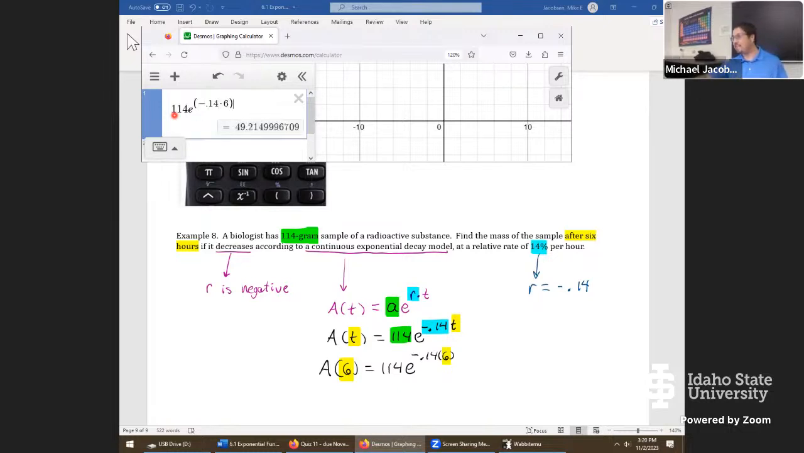Times 6, once I finally hit it, right here gives us, well, we start at 114 grams. It decays at 14% per hour. So after 6 hours, we have just less than half of that. That does feel plausible in this situation. So it's 49.21 grams.